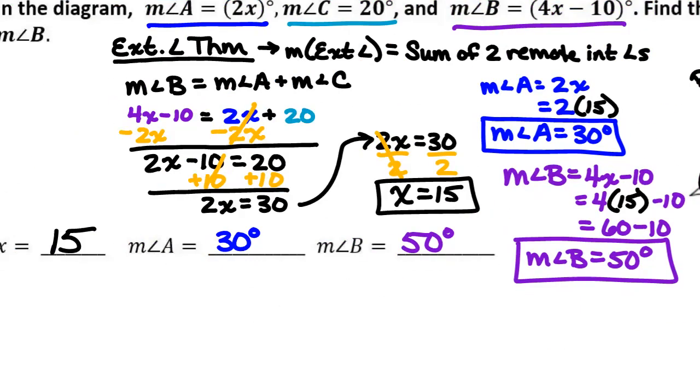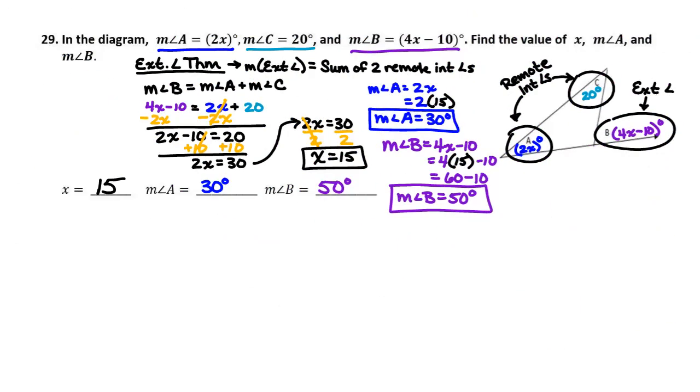Remember when we said at the beginning of this problem that the sum of the two remote interior angles is equal to the exterior? Well, this one up here is 20. We said that angle A was 30. 20 plus 30 gives me 50. And that's how big my exterior angle, angle B, is. It's 50 degrees.